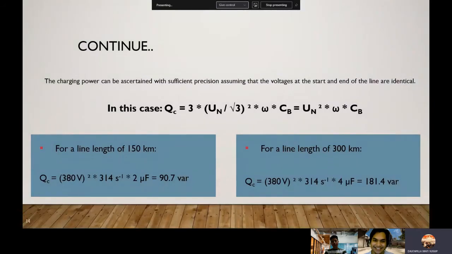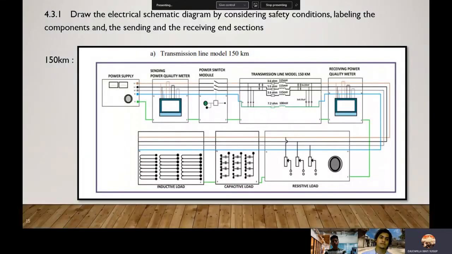In this case, QC is equal to 3 times UN divided by square root 3, squared, times omega, times C. So the answer for the line length of 100 km, for the QC we got 90.7 var. And then for the line length of 300 km, for the QC we got 181.4 var. Sorry.